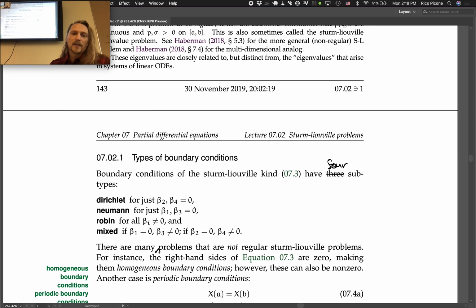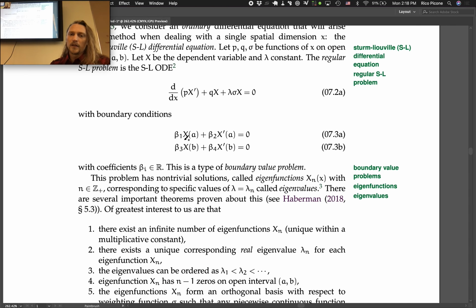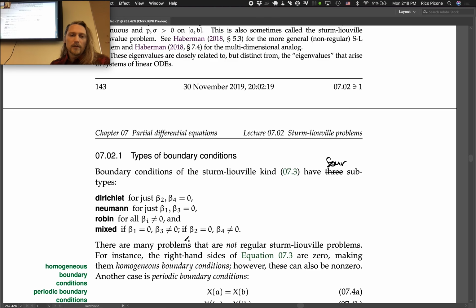And then mixed, so if beta 1 is equal to 0, beta 3 is not, and if beta 2 is equal to 0, beta 4 is not. So you're going to have at least one that includes a prime and a value. So those are the four types.